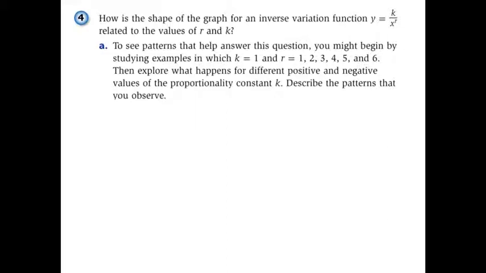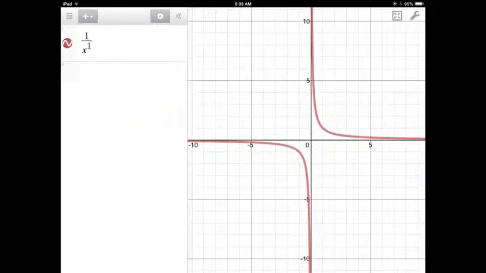Number 4, what is the shape of the graph for an inverse variation function? This is what inverse always looks like. Notice that x raised to the r is on the bottom of the fraction. We're going to do the same thing. We're going to start by increasing the exponent, the value of r, from 1 to 2 on up. Again, using the Desmos calculator, or whichever calculator app you're using, you should get graphs that look similar.